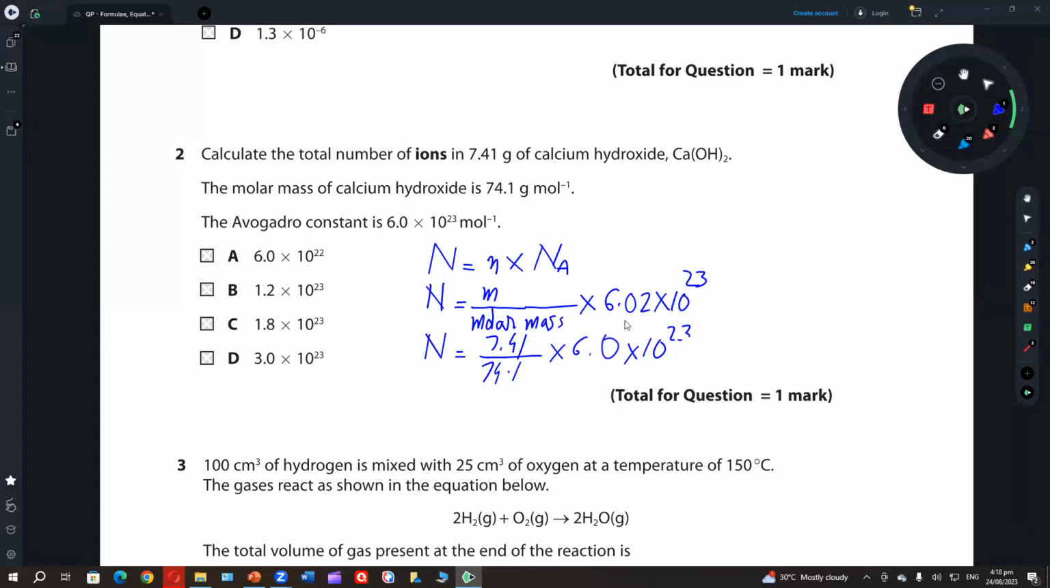Then what you are getting is answer A. You are getting 6 times 10 to the power 22. Make it clear, these are the ions from directly the number of moles of calcium hydroxide. So can you locate how many ions are there in calcium hydroxide? A level is always a bit tricky, so you should check how many ions are there. Look at his wording now: he says total number of ions.